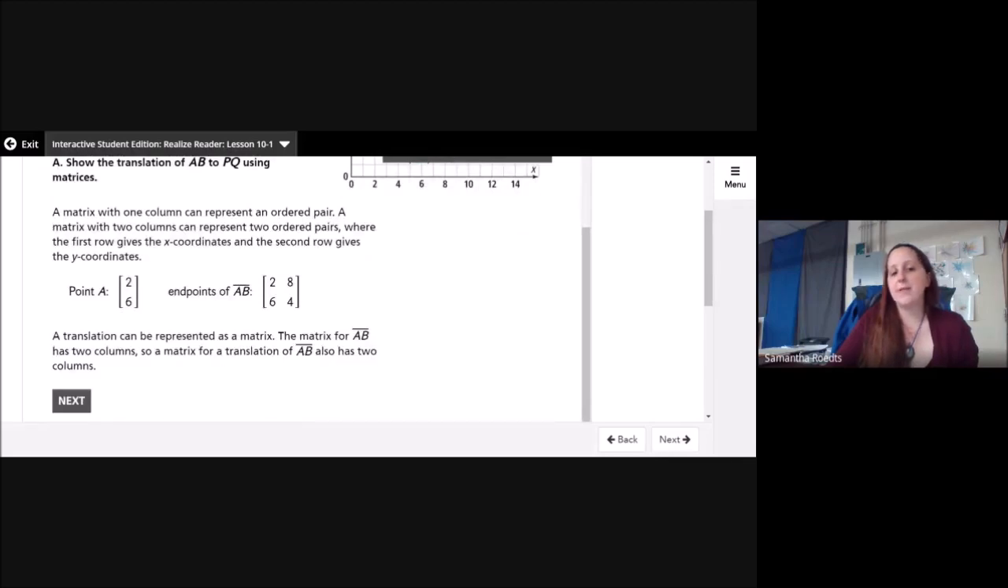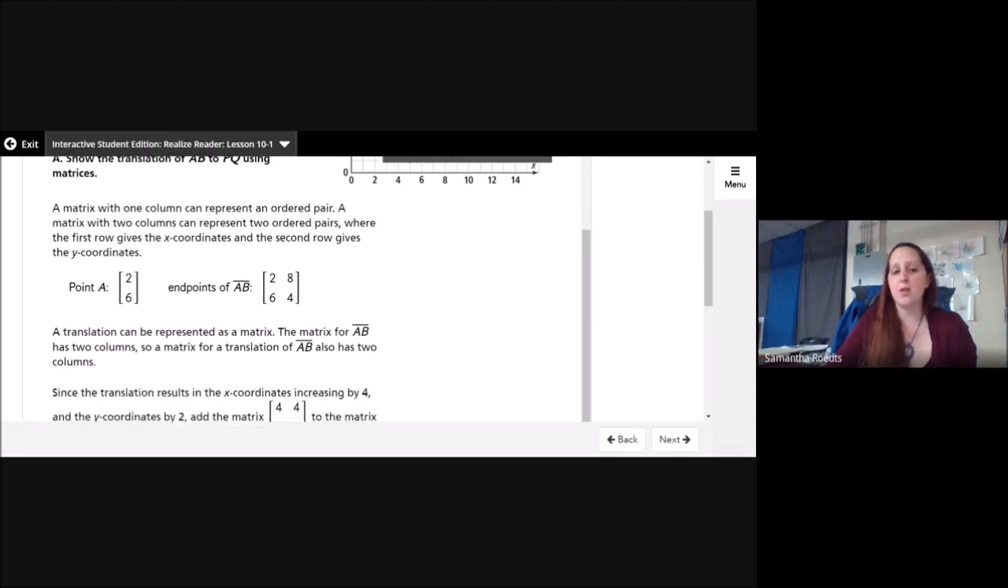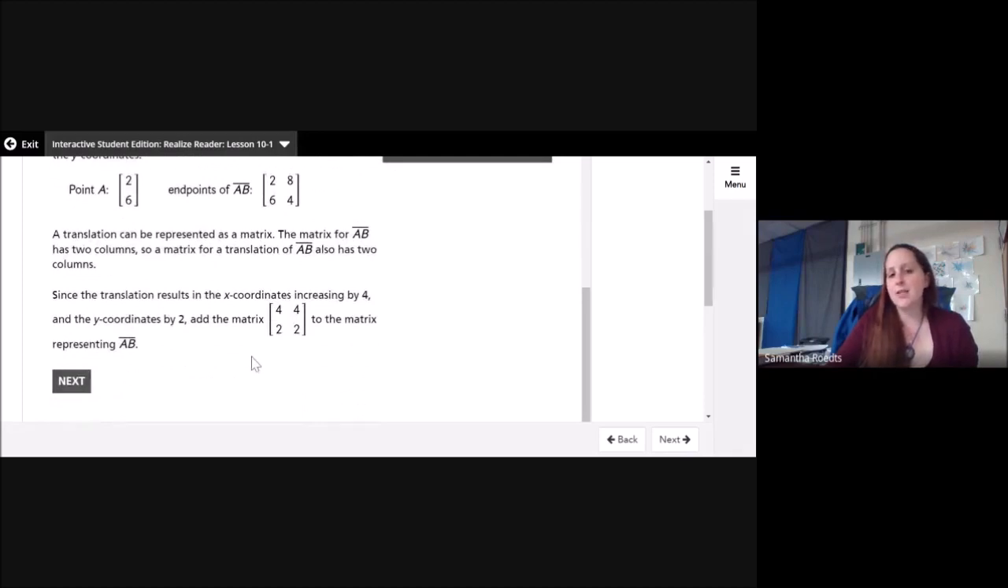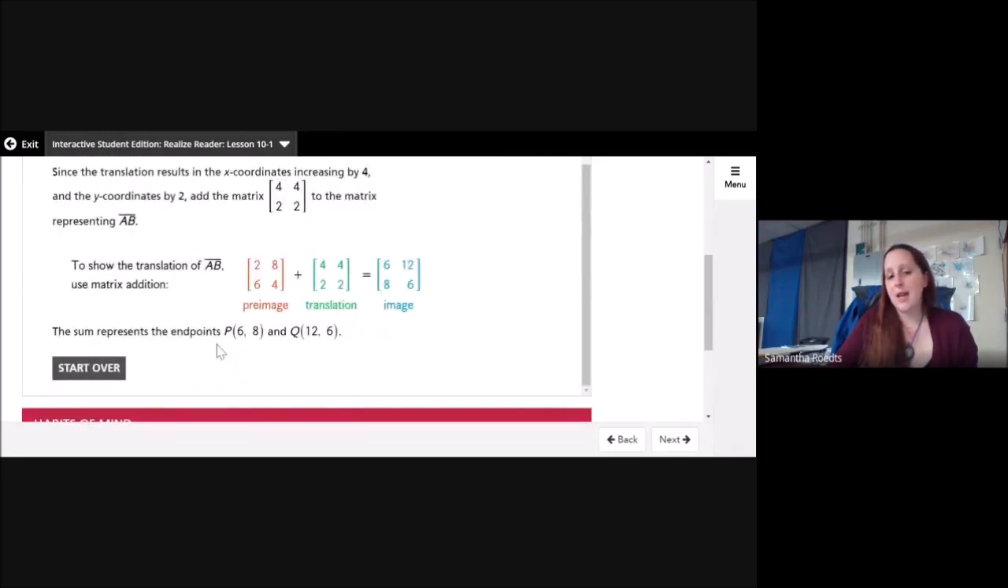A translation can be represented as a matrix. The matrix for segment AB has 2 columns, so a matrix for a translation of segment AB also has 2 columns. Since the translation results in the X coordinates increasing by 4 and the Y coordinates by 2, I add the matrix 4, 4, 2, 2 to the matrix representing segment AB. To show the translation of segment AB, use matrix addition. My pre-image, which is my AB, plus my translation equals my new image. So the sum represents the endpoints P, 6, 8, and Q, 12, 6.